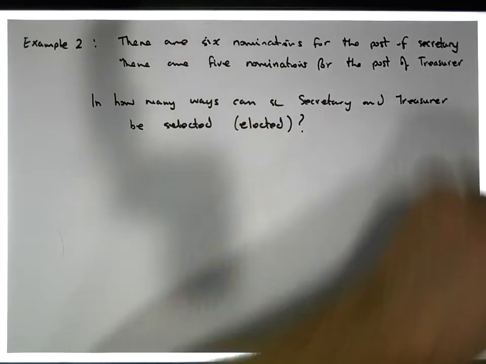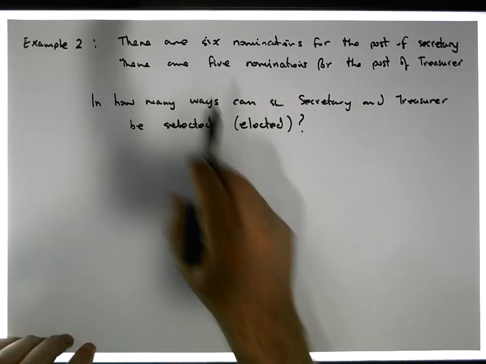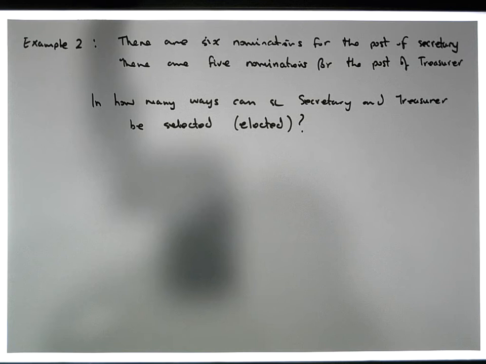There's 6 nominations for secretary, there's 5 nominations for treasurer. We'll assume that they're all different people, that you can only be nominated for either secretary or treasurer, that you can't be nominated for both. So let's have a look at this. In how many ways can this particular committee be selected?